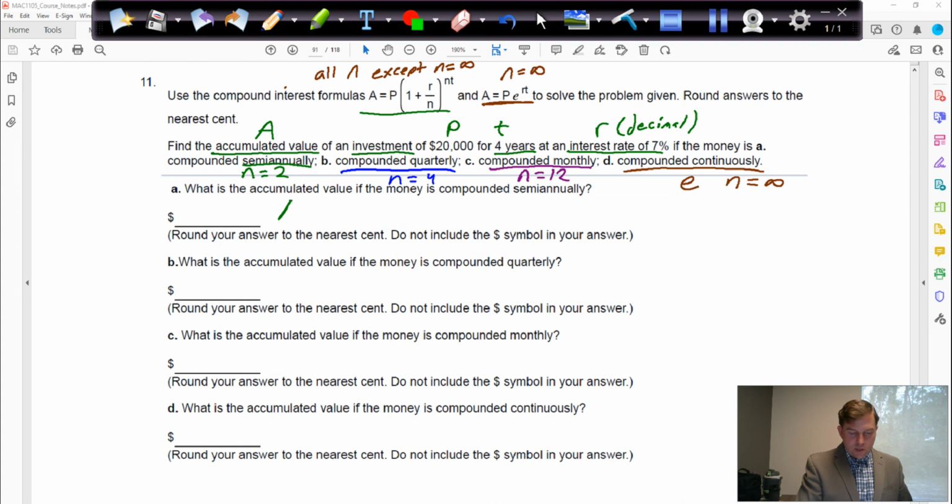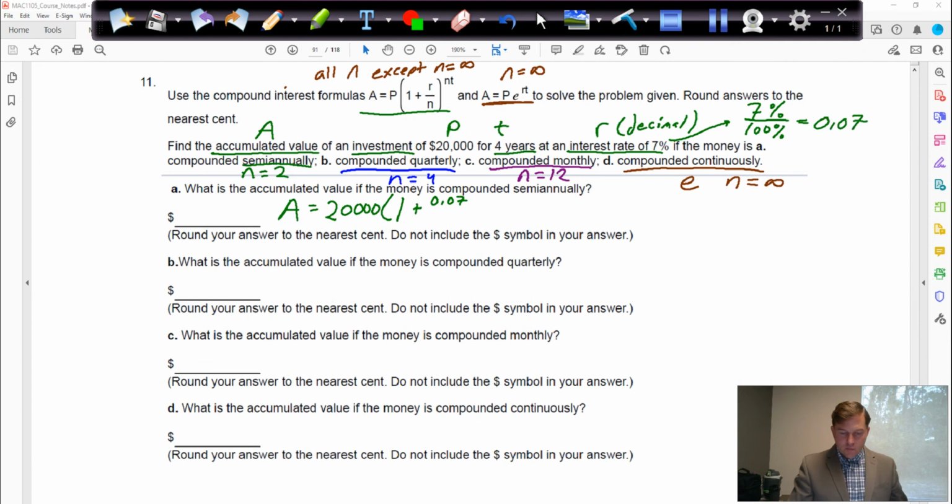So the formula is A is equal to P, which in this problem is 20,000, times 1 plus R. Now this is where you have to convert this to a decimal. So 7% as a decimal, just divide by 100%, would equal 0.07. And then we're dividing by n. N is the compound period. In the first problem, it's 2 for semi-annual. Then we're raising it to n, which is 2, times the number of years, which is 4.